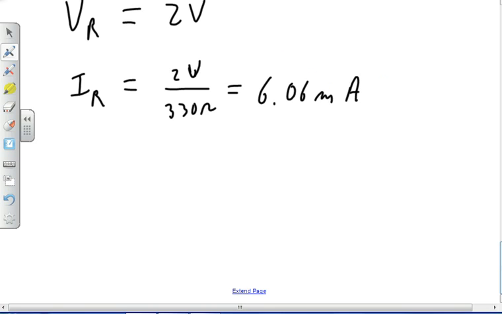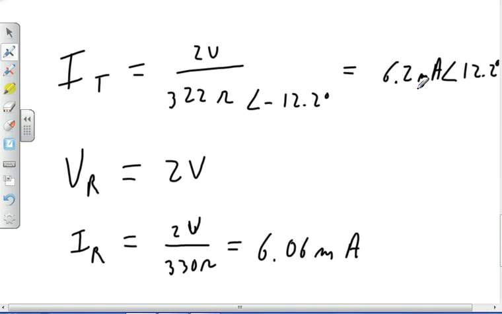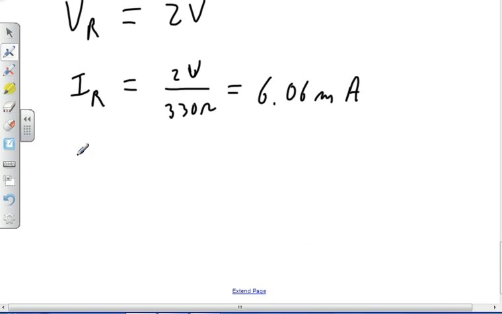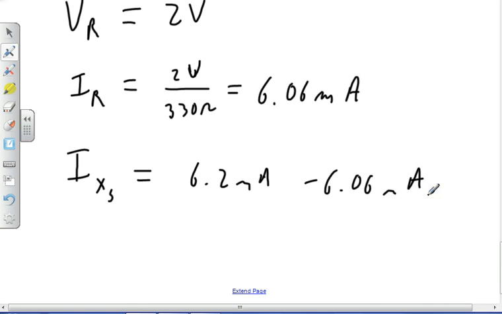milliamps. All right, now we have 6.2 milliamps total current at an angle of 12 degrees, and we have 6.06 milliamps going through the resistor. So this is pretty close, right? So I'm just going to subtract those two and say the current through the inductive part of the system is 6.2 milliamps minus 6.06 milliamps. I'm going to say that's close enough and call it 40 microamps.